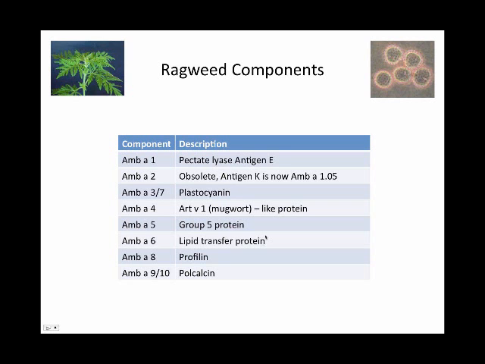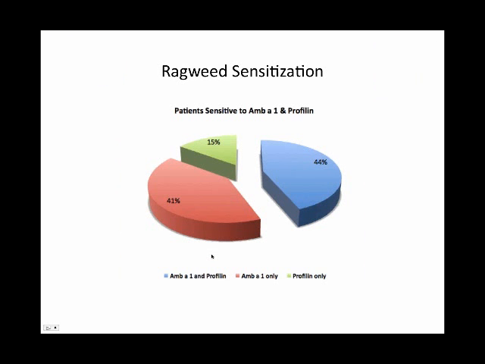Now, if you were doing a study looking for ragweed-sensitive patients, you'd probably want to make sure that, at the very least, your patients are sensitive to AMP-A1. If they're sensitive to a profilin, that could really confound your study. Just looking at our 200 patients, if you're going to do a study, this is the group that you want, the ones who are AMP-A1 only. And 15% of the patients who probably would have a positive skin test to ragweed were profilin only. And a good section were profilin and AMP-A1.